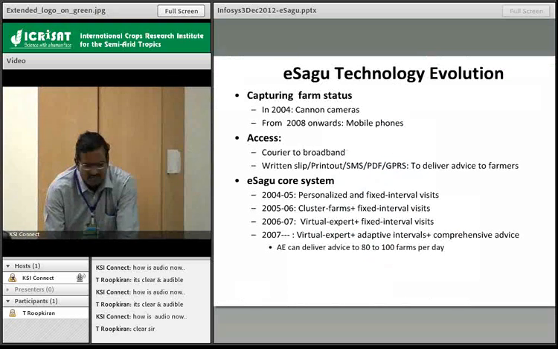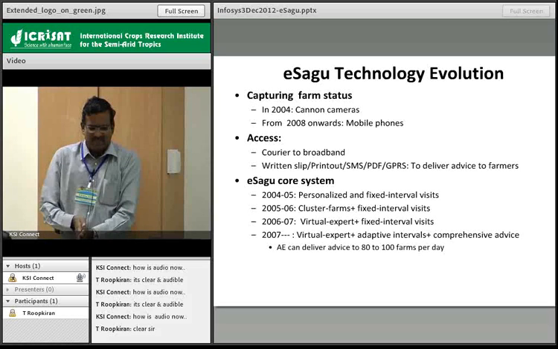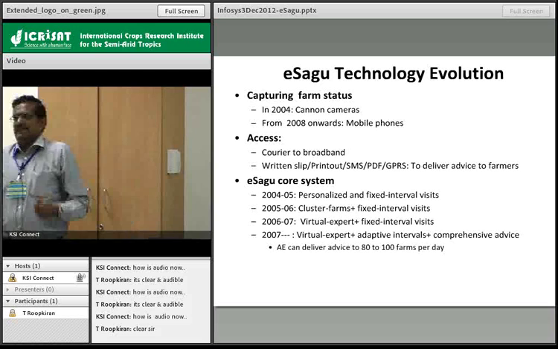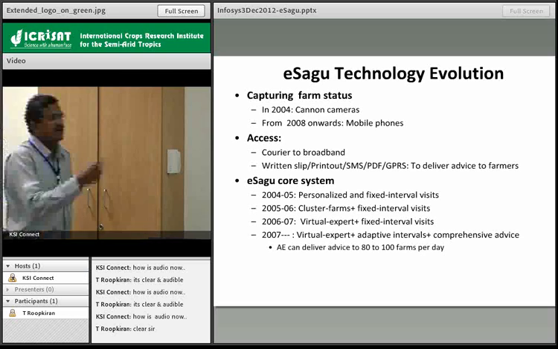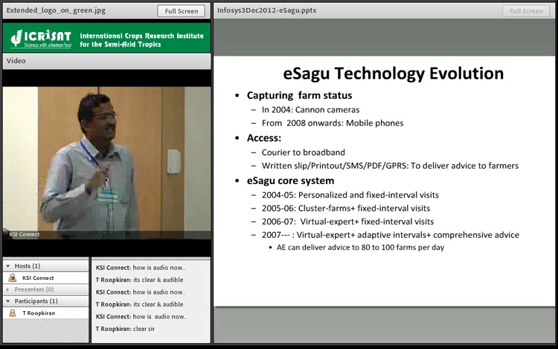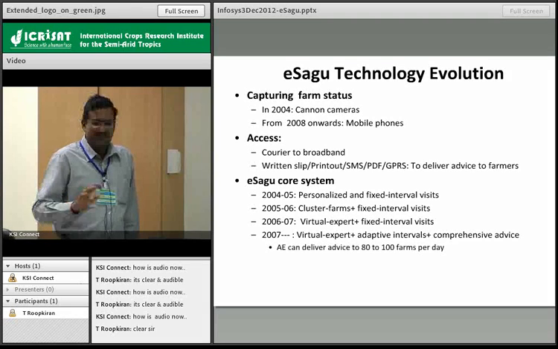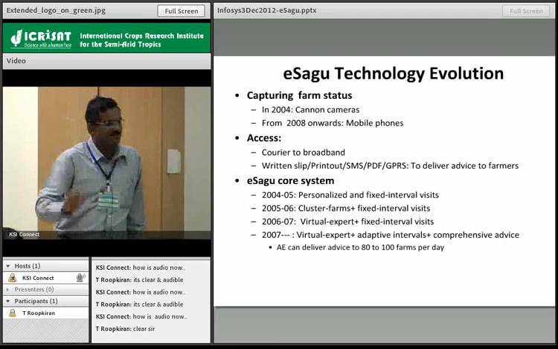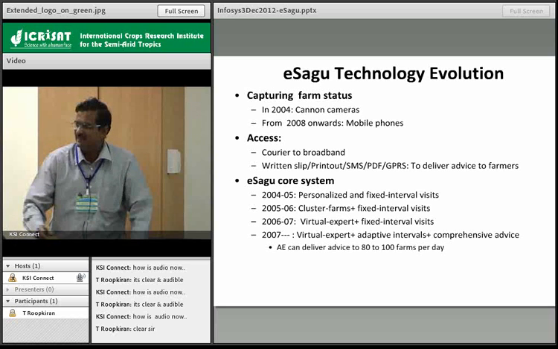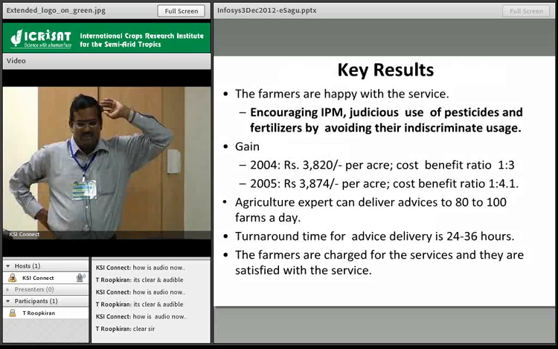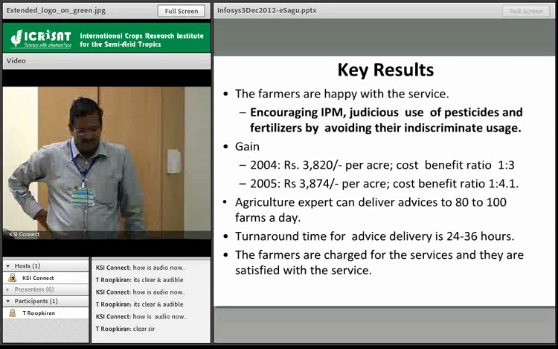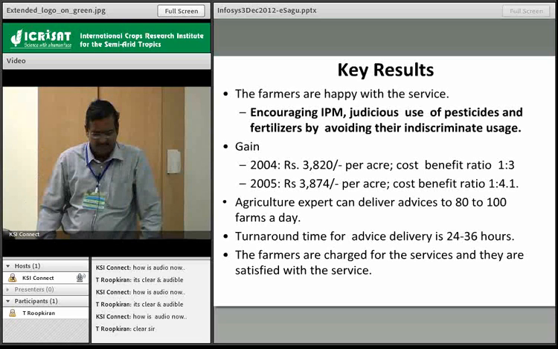Due to lack of time, I am speeding up. So what is happening now? For agricultural scientists, the challenge is how many advices you can deliver per day. We apply data mining, reuse, information search, content development, and build a system so that you can deliver 100 advices per day, 5 minutes per advice. Better than this, you can't get. He works for 7 hours and delivers 100 advices. Now, how we have to scale it, that is the question. It encourages IPM, judicious use of pesticides and fertilizer, by avoiding their indiscriminate usage. The benefit is significant. This is the system.